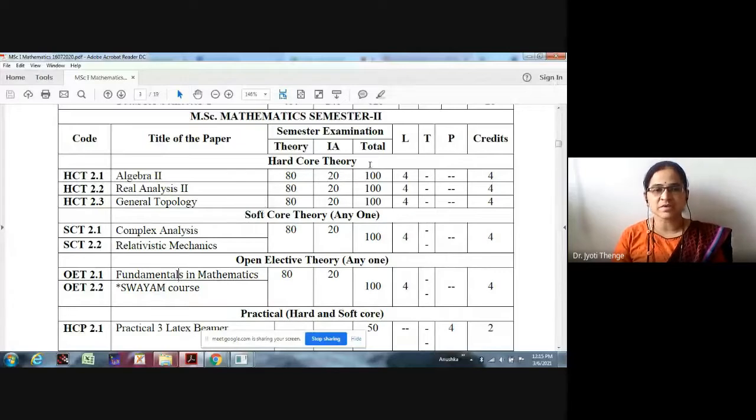In semester 2, we have 3 hardcore theory papers. Hardcore theory means these are the compulsory theory papers. There are 3 compulsory papers: Algebra 2, Real Analysis 2 and General Topology. No doubt with a system of 80-20 pattern.